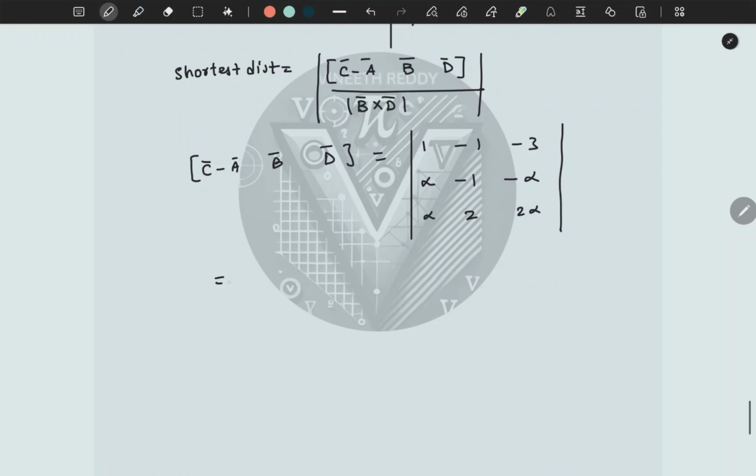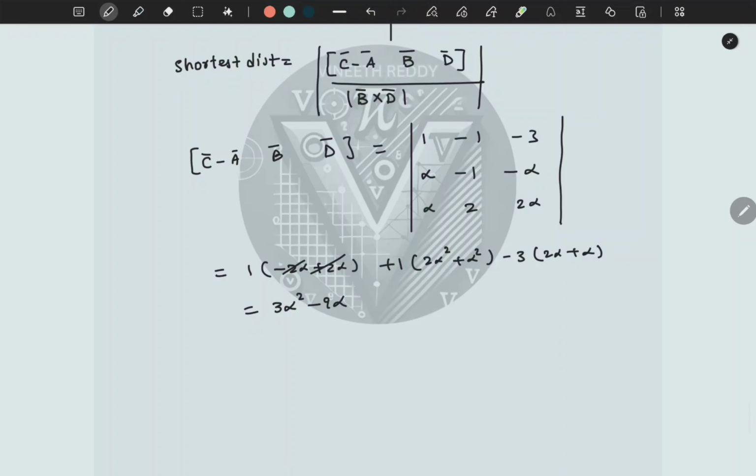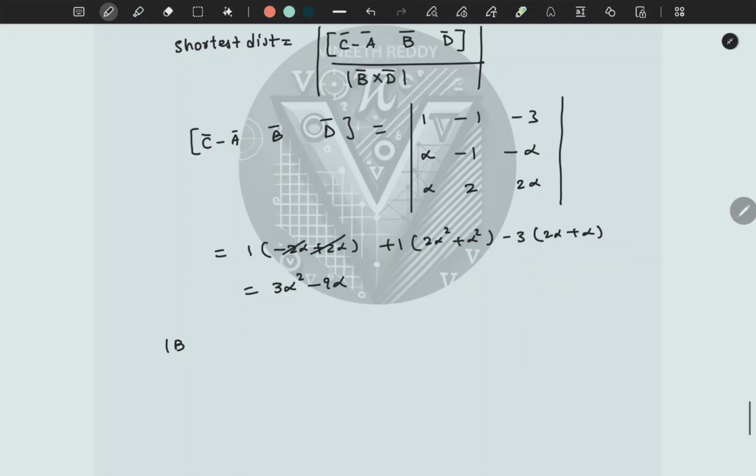So if I expand the determinant along the first row, we get 1 into (minus 2 alpha plus 2 alpha), and minus of minus 1 is plus 1 into (2 alpha square plus alpha square). I hope you know how to expand the determinant. Then we get minus 3 times (2 alpha plus alpha). So ultimately we get 3 alpha square minus 3 into 3 alpha, that is minus 9 alpha.